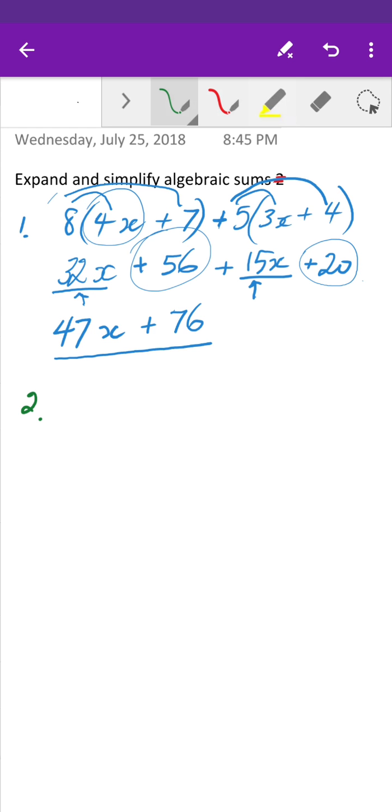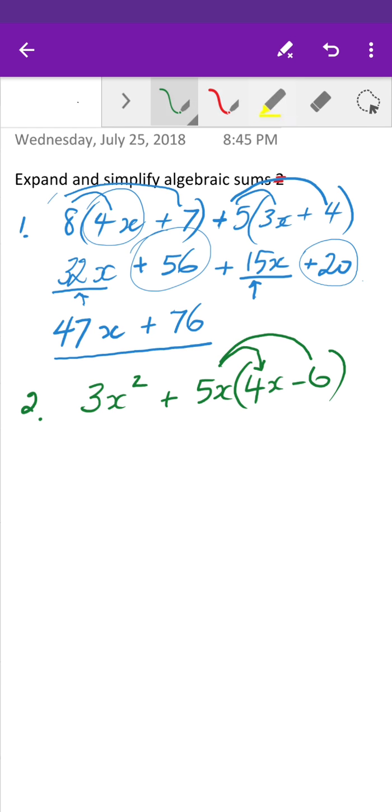So let's look at a second one. And let's look at, say, 3x, let's put a squared in, plus 5x, 4x minus 6. Alright. Now, there's only one bracket over here, and we need to expand 5x times 4x. 5x times 4x is 20x squared, because 5 times 4 is 20, x times x is x squared.